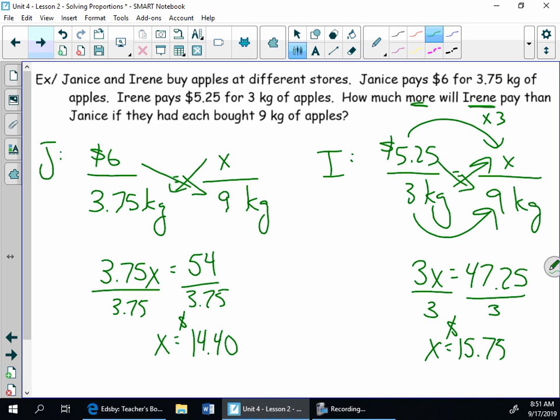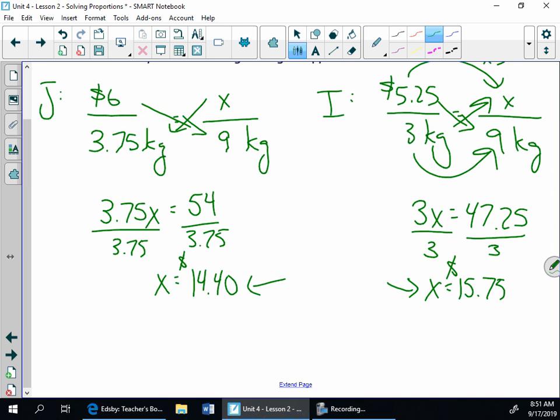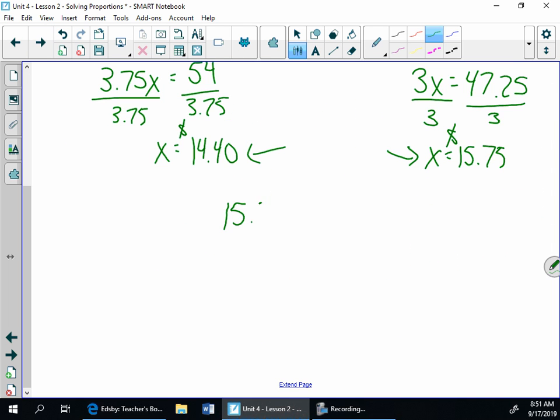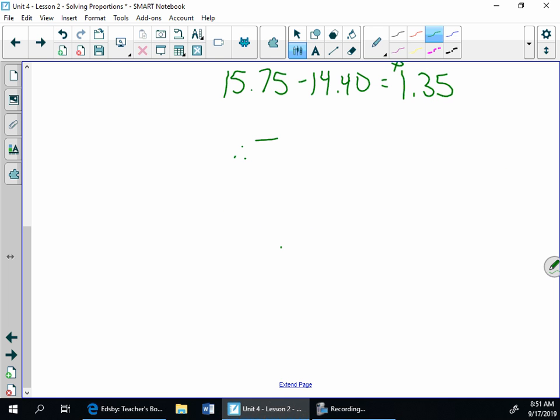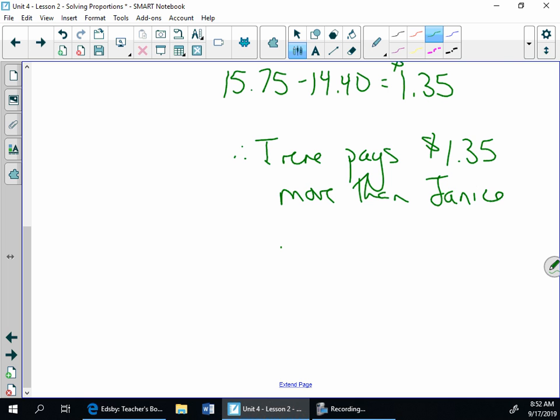Okay, what was the question? How much more does Irene pay? Well, Irene definitely pays more, and this is higher than this one, but by how much? Well, let's figure it out. 15.75 minus 14.40 comes out to $1.35. Therefore, Irene pays $1.35 more than Janice.